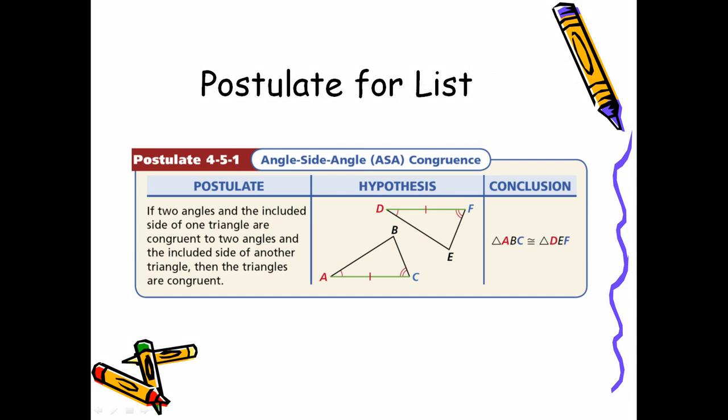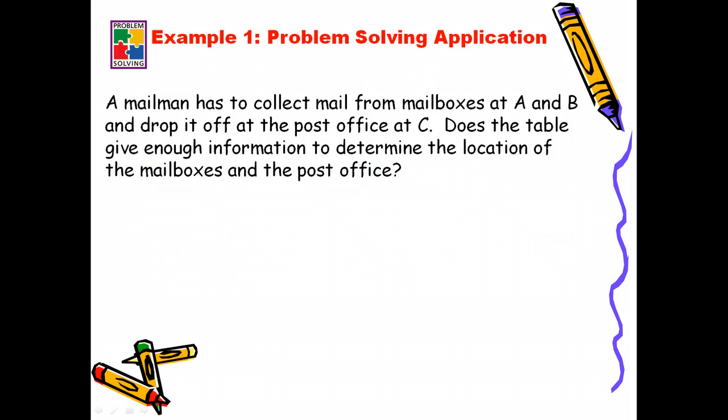And the postulate that we were looking at is the angle-side-angle congruence postulate. It states that if two angles and the included side of one triangle are congruent, then the triangles are congruent. So if you have two triangles that each have two angles and the corresponding included side congruent, then you can automatically use angle-side-angle to state that the two triangles are congruent.